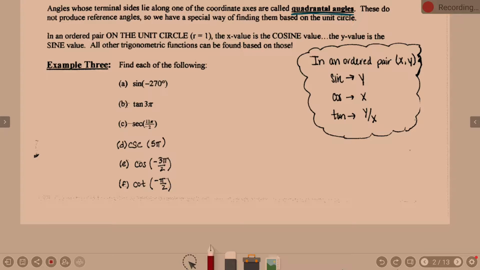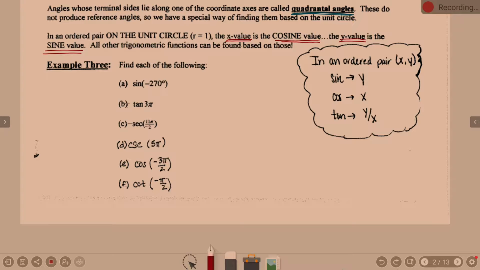So on the unit circle where the radius is 1, the x value is always the cosine value. So x is cosine, and the y value is always the sine value. And everything can be found based on these.